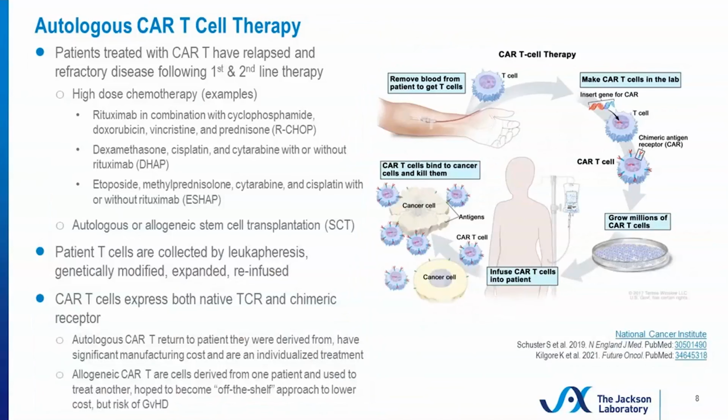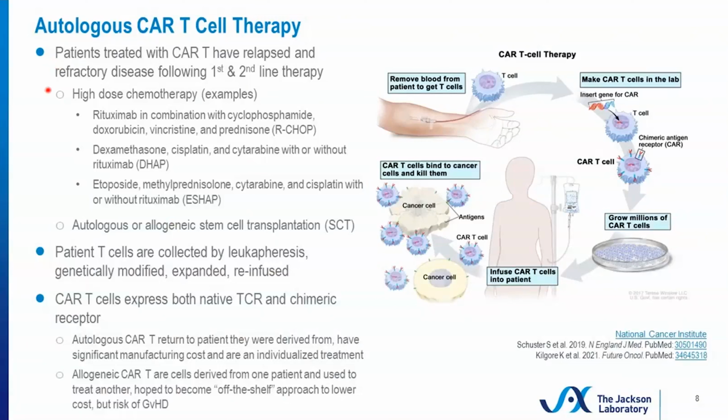Okay, so what's going on in these patients is that most of them have already received first and second line therapy in many cases. So the folks that are getting these CAR therapies typically have relapsed and refractory disease. This is important for understanding the context in which these cells are being delivered.